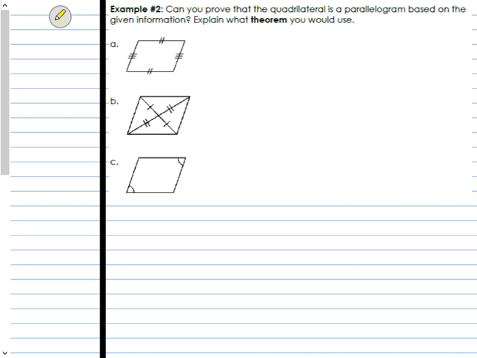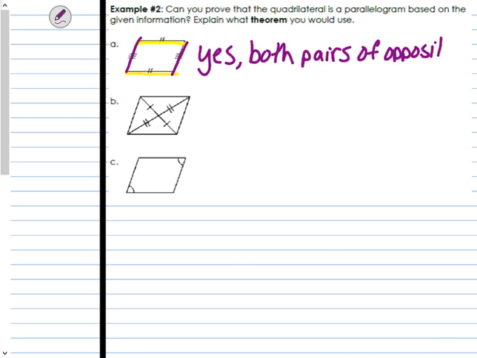Example 2: can you prove the quadrilateral is a parallelogram based on the given information? Explain what theorem you would use. So on letter A, I see that this side is congruent to this side because they're both marked with 2 tallies, and this side is congruent to this side. Is that enough information to prove that this quadrilateral is a parallelogram? Yes, it is, and the reason is both pairs of opposite sides are congruent. You can write the shortcut for congruent if you want to.